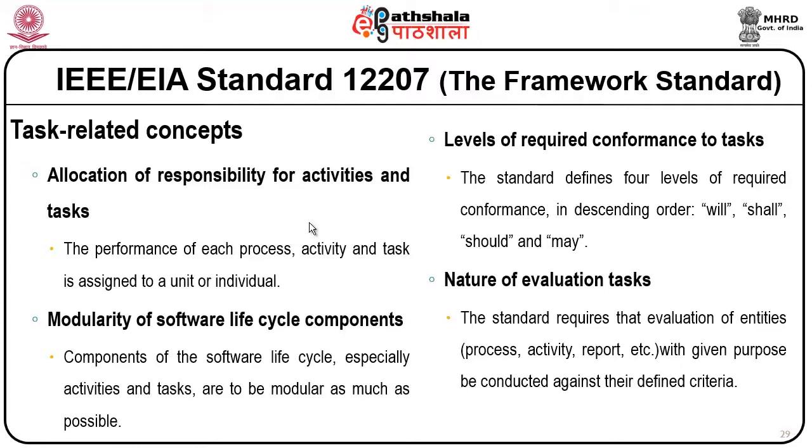Levels of required conformance to tasks. The standard defines 4 levels of required conformance in descending order: will, shall, should and may. Nature of evaluation task. The standard requires that evaluation of entities, process, activity, report, etc. with given purpose be conducted against the defined criteria.